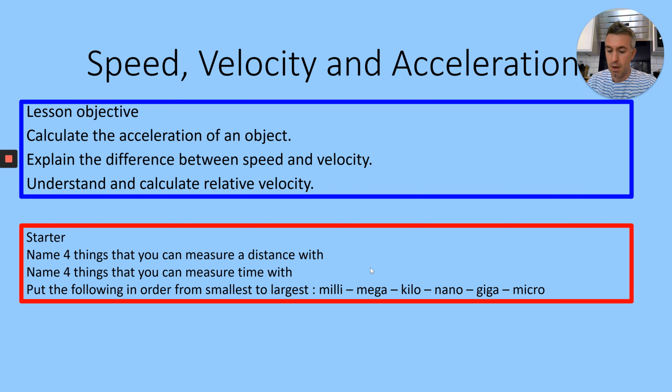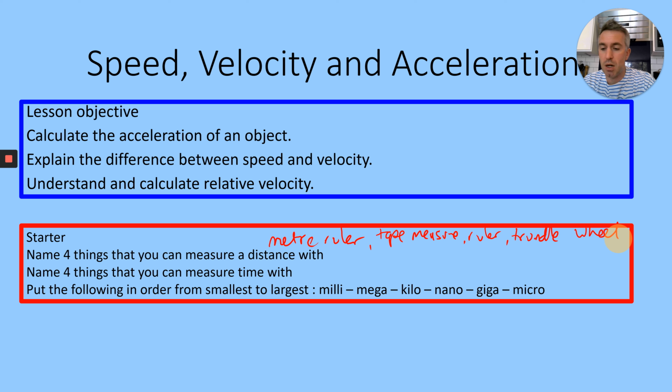Ready? So, let's see, the pen works. 4 things you can measure distance with. You can measure it with a meter ruler. Nice, it works. You can measure it with a tape measure. You can measure it with a normal ruler, I suppose. And you can use one of those trundle wheels that they use in geography or biology when you go outside. Nice. Or PE.